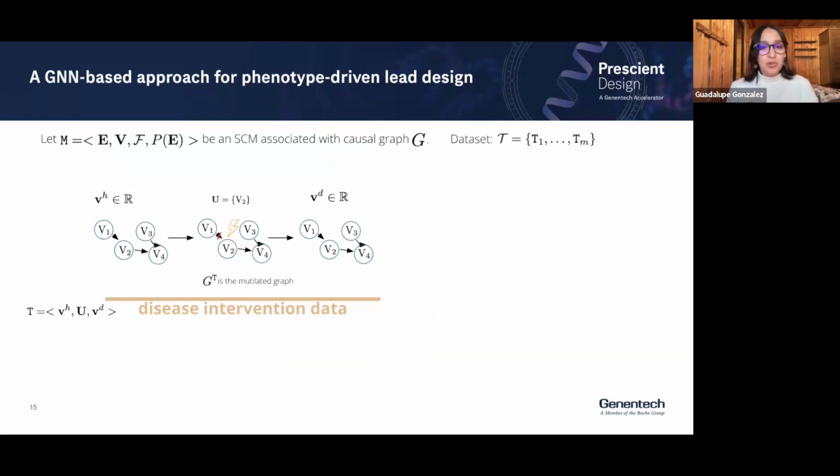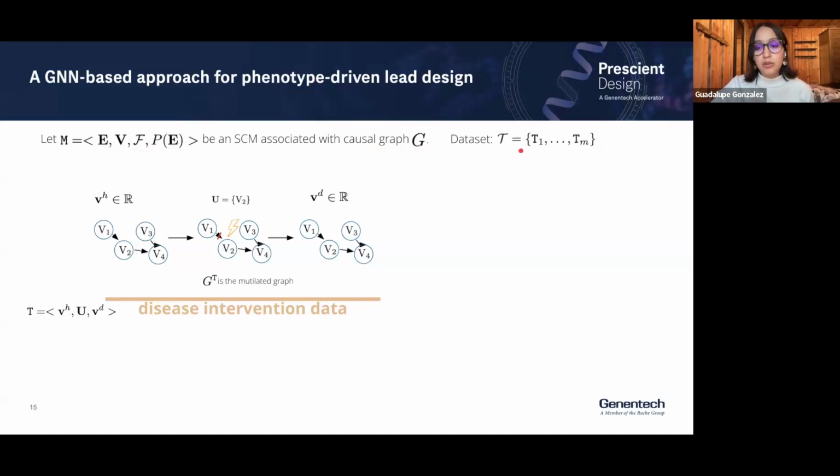So now going into the problem formulation, we assume that we have an SEM where we have exogenous variables, V, which are the variables in our system. In this case, we have genes, F, which are the structural equations, and P of V is a certain probability distribution over E. And this is an SEM associated with causal graph G.